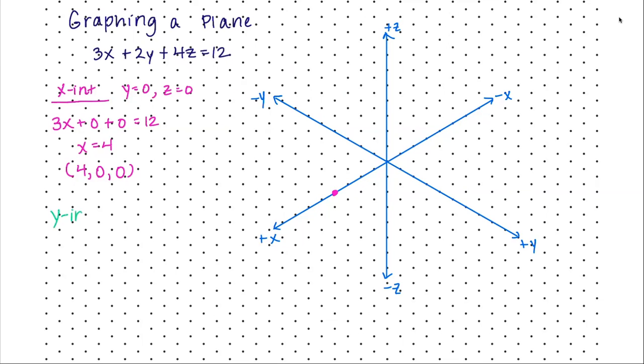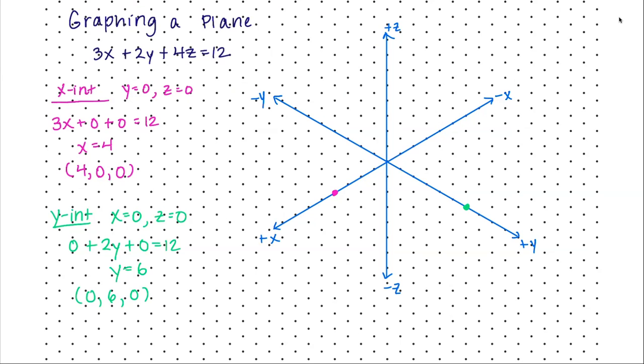Now let's calculate the y-intercept. The y-intercept is when I'm on the y-axis, which means x and z will both be 0. So I can say x equals 0 and z equals 0. If I substitute that into the equation, I get 0 plus 2y plus 0 equals 12. So y will equal 6. So my intercept for y will be 0, 6, 0. So 0, and then I'm going to go up 6 for y, so it's 2, 4, 6. All right, that's my y-intercept.